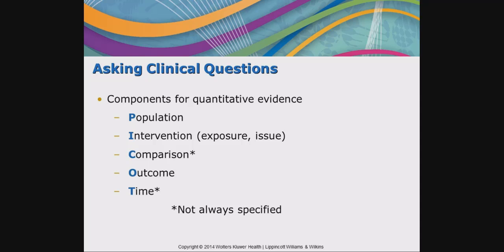And then time, the time frame. When will this happen? When is it important for these interventions to occur or the changes to occur? Now you're going to note that comparison and time have a star, and they're not always specified, or they're not always essential, but sometimes they are. But this PICOT formula is how you will go about looking to establish your own evidence-based practice project.